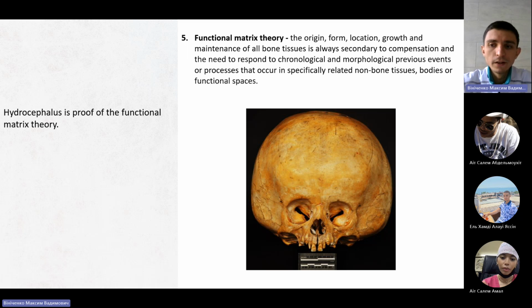Nowadays, it is the most respected theory, the functional matrix theory. The origin, form, location, growth, and maintenance of all bone tissues is always secondary to compensation and the need to respond to chronological and morphological previous events or processes that occur in specifically related known bone tissues, bodies, or functional spaces. Here you can see, as the evidence of this theory, the hydrocephalus, which is a proof of the functional matrix theory.